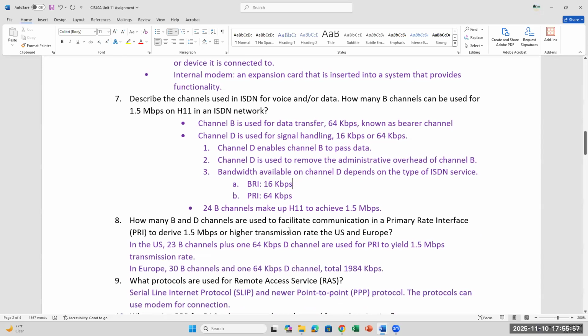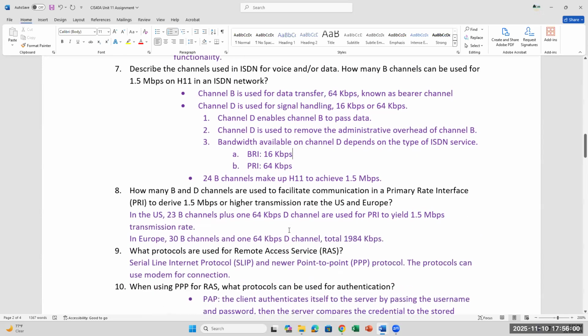Okay. For question 8: how many B and D channels are used to facilitate communication for PRI, primary rate interface, to derive 1.5 megabit per second or higher transmission rate for the US and Europe? In the US, it's regulated to use 24 B channels plus 1 D channel, and that's going to give us 1.5. That's what we just talked about in the previous one, for the United States.